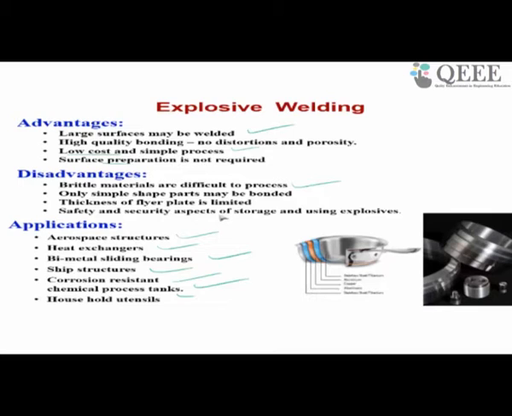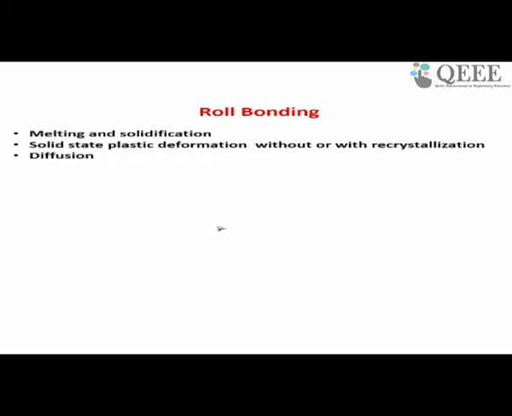And the main thing is safety and security aspects. Because you are dealing with explosives, you cannot explode in a normal atmosphere. You have to do this process in a remote place. That is the main limitation of this process. This is about explosion welding.